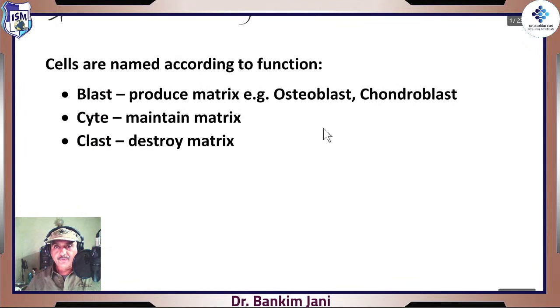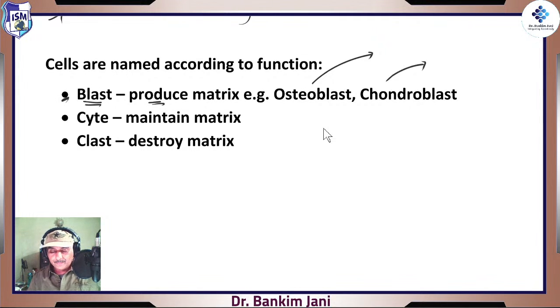Now, few words. Wherever the word blast comes, right? Blast is normally for destruction, but over here it is for production. So when we say osteoblast, chondroblast, it means that they are going to form the bone. They are going to form the cartilage. So this is produce. So here, remember that blast is not destruction, blast is production. Right? So that's the first point, blast.